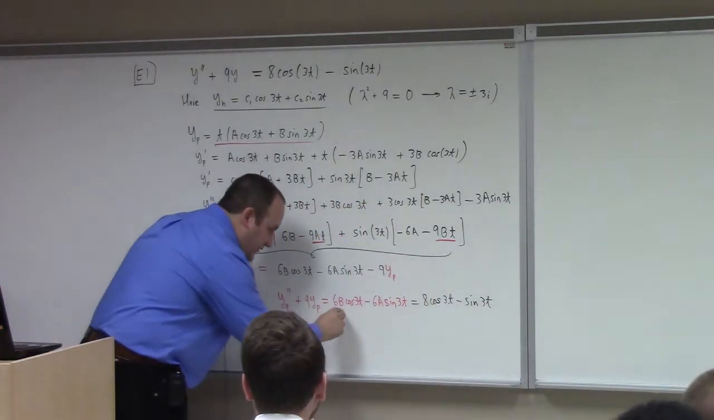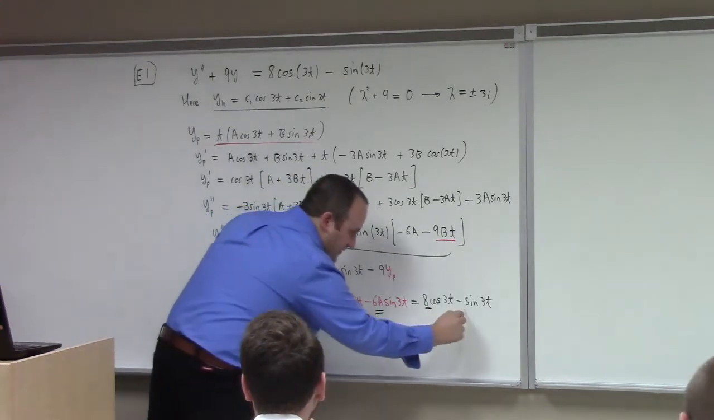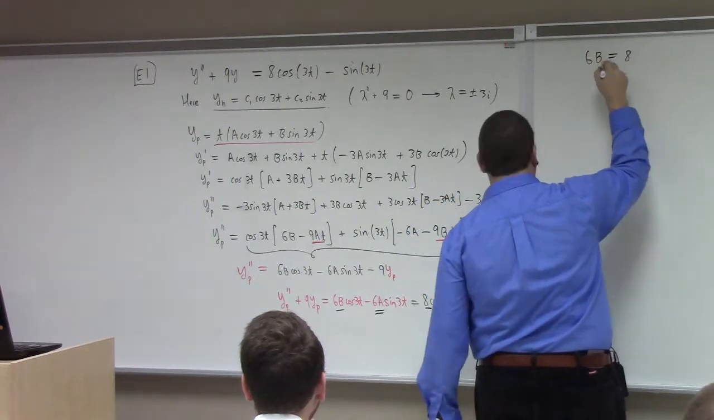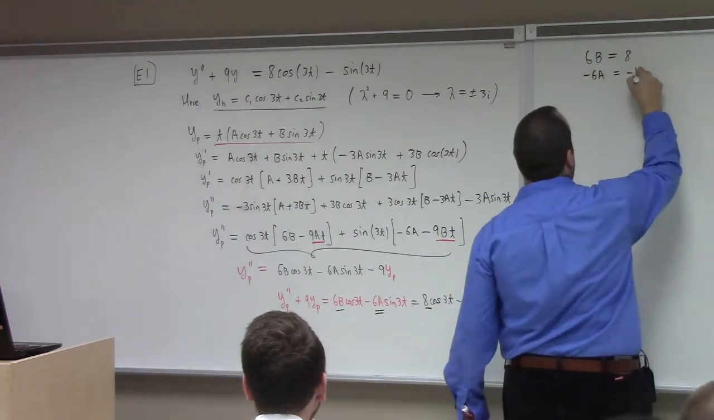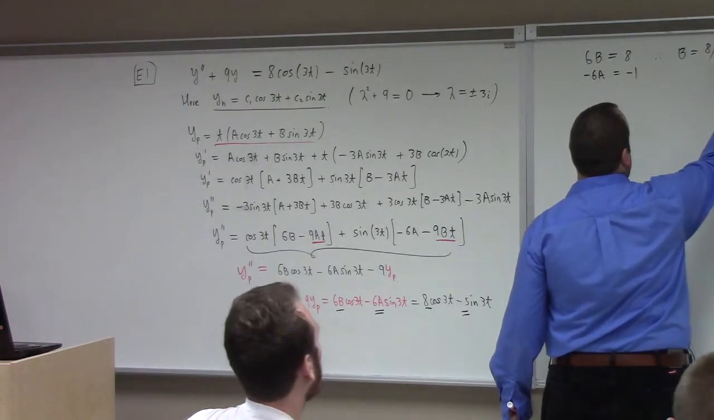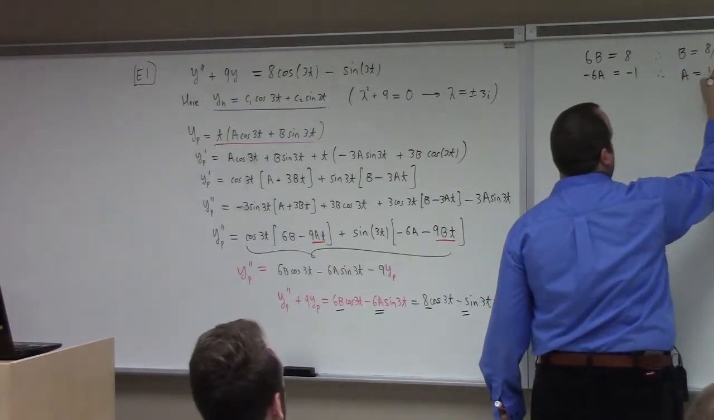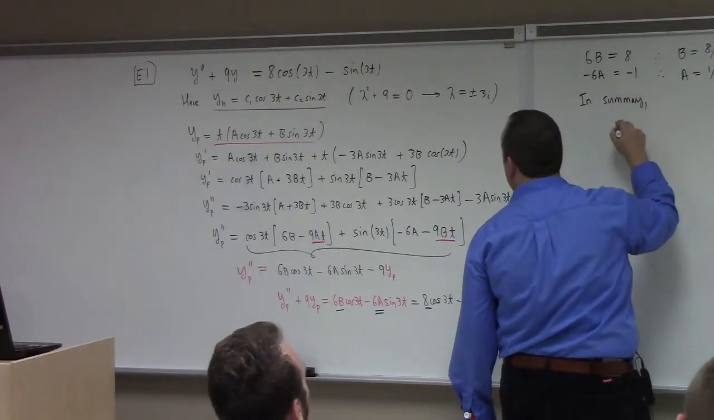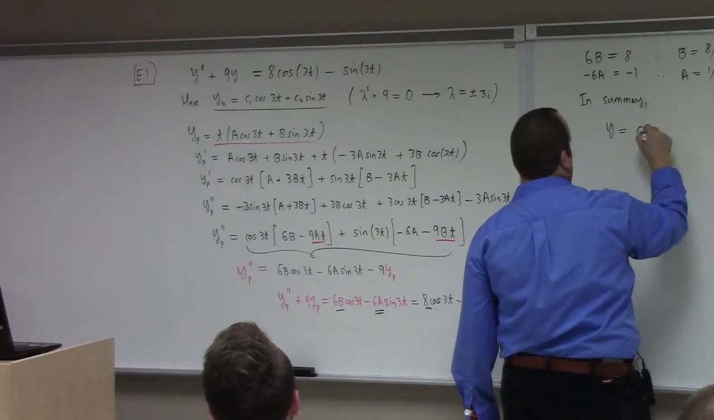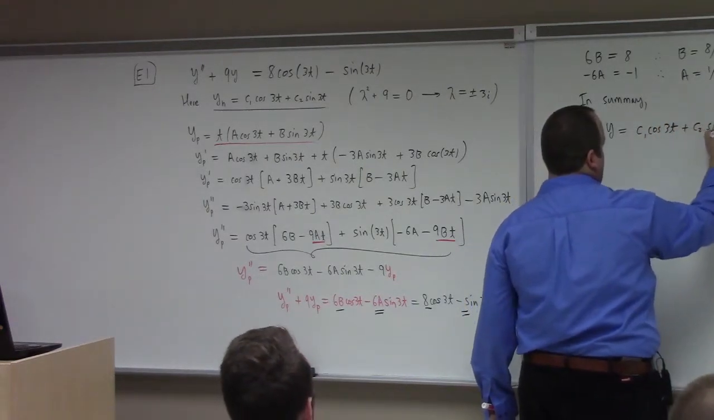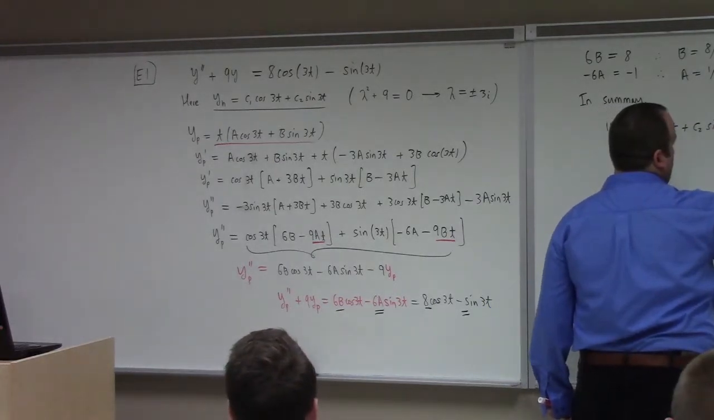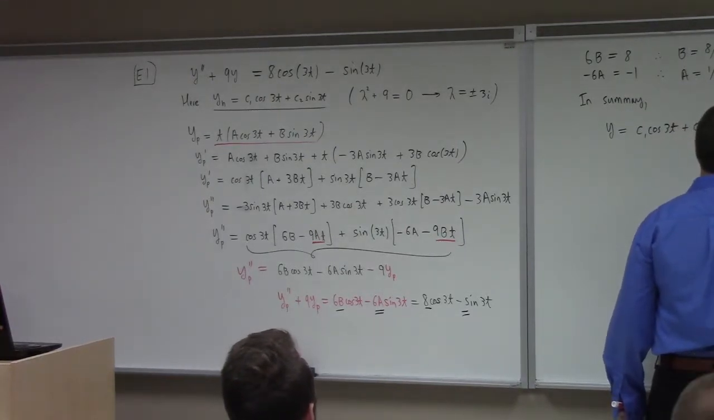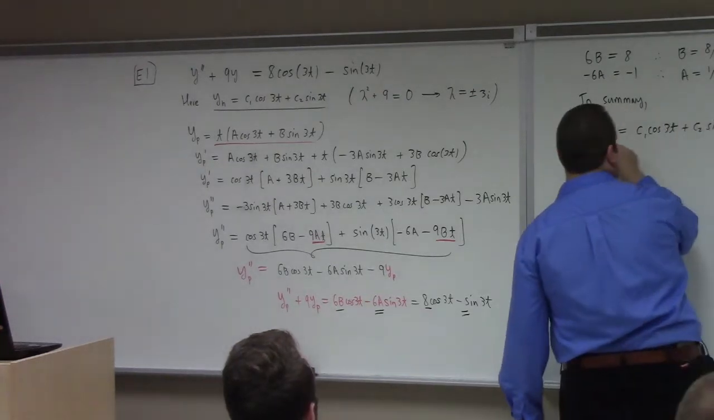Equate coefficients, right? So the cosine has to match the cosine, and the sine coefficient has to match the sine coefficient. So from that, I get 6b equals 8, and minus 6a equals minus 1. Therefore, b is equal to 8/6, otherwise known as 4/3, and a is 1/6. In conclusion, we have y equals c1 cosine 3t plus c2 sine 3t plus 1/6 t cosine 3t plus 4/3 t sine 3t. And there you go.